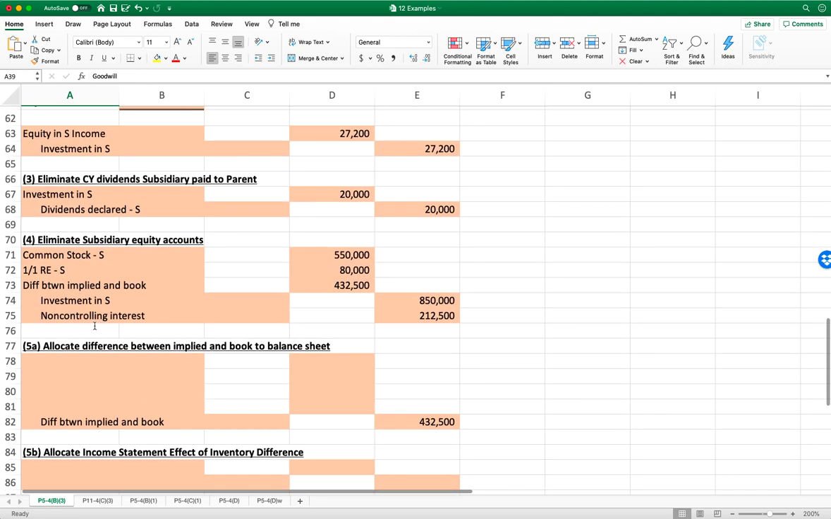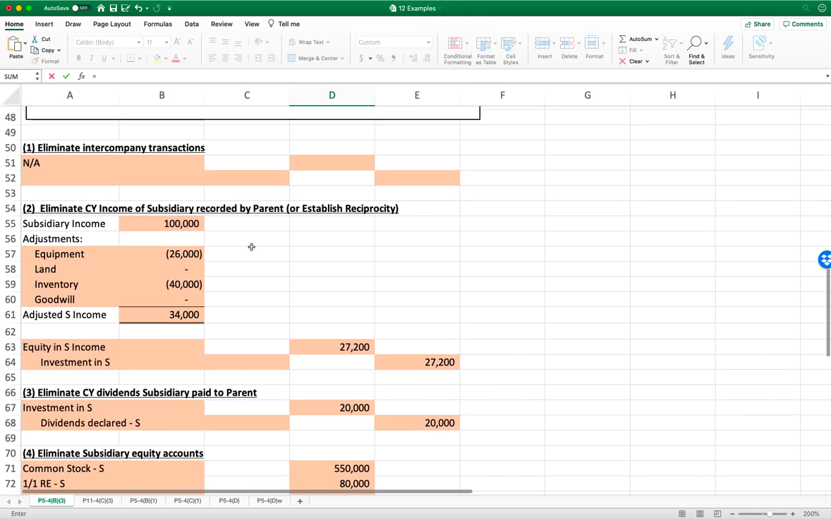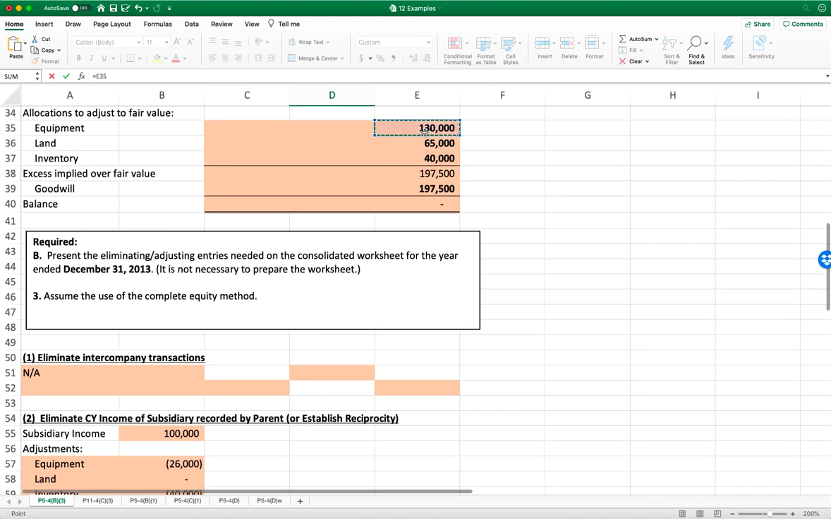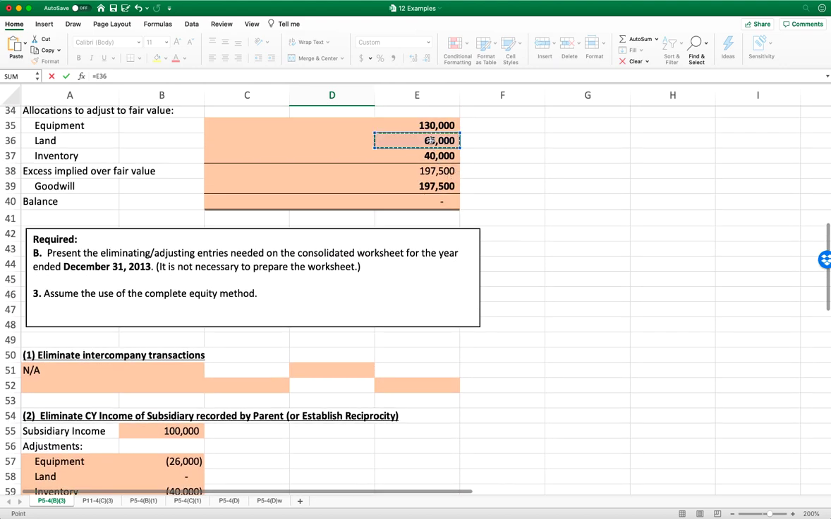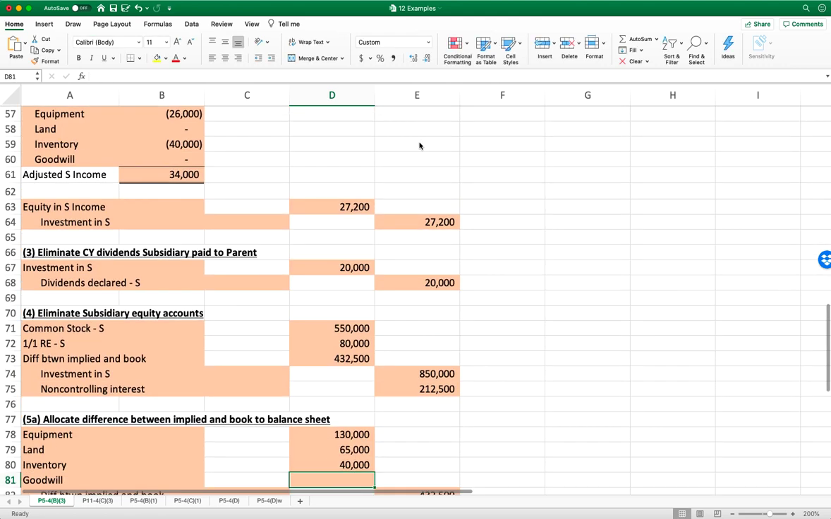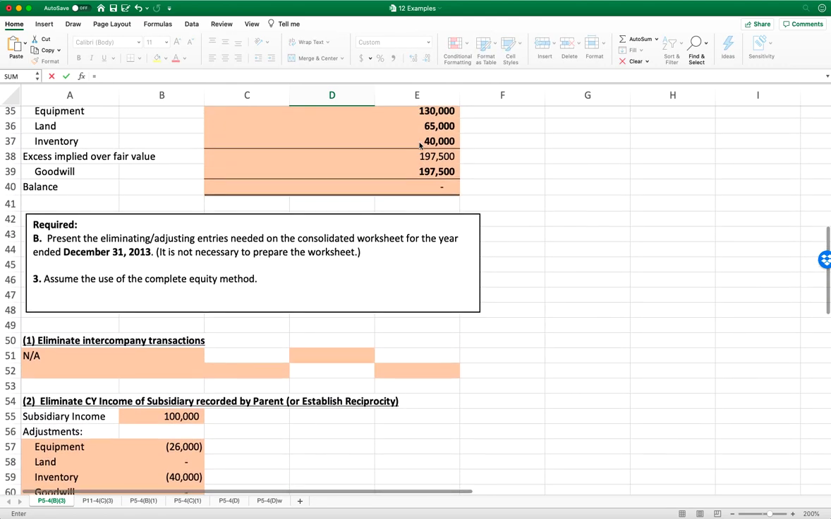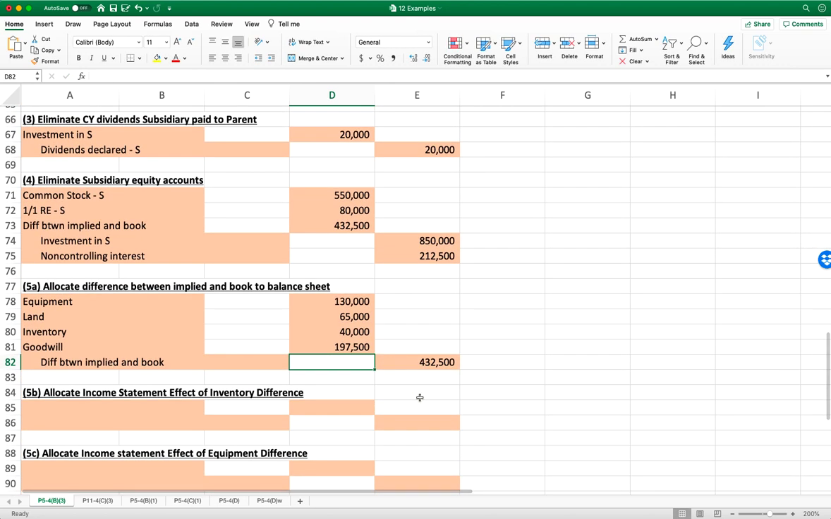So we're going to take equipment, land, inventory, and goodwill, and we are going to write each of them up. We're going to write equipment up by $30,000. We're going to write land up by $65,000. We're going to write inventory up by $40,000, and we're going to write goodwill up by $197,500.